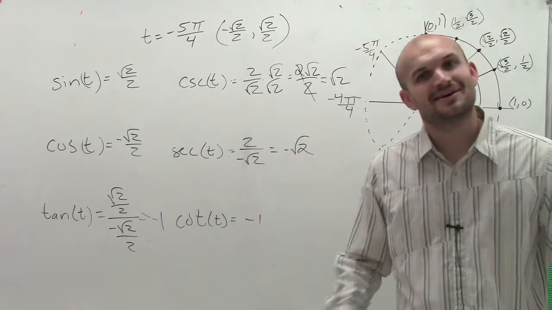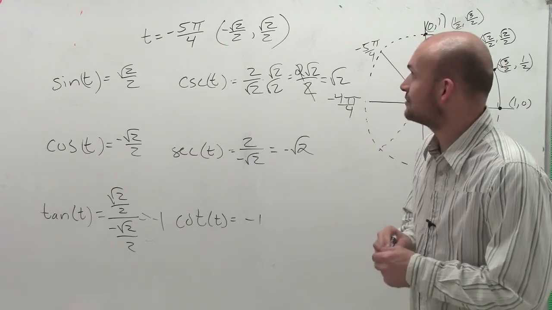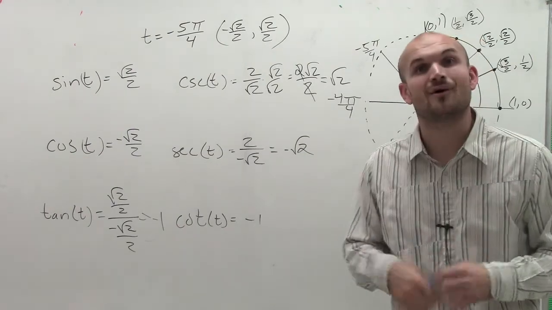Negative 1. So there you go, ladies and gentlemen. That's how you evaluate for the angle t equals negative 5 pi over 4. I hope you enjoyed.